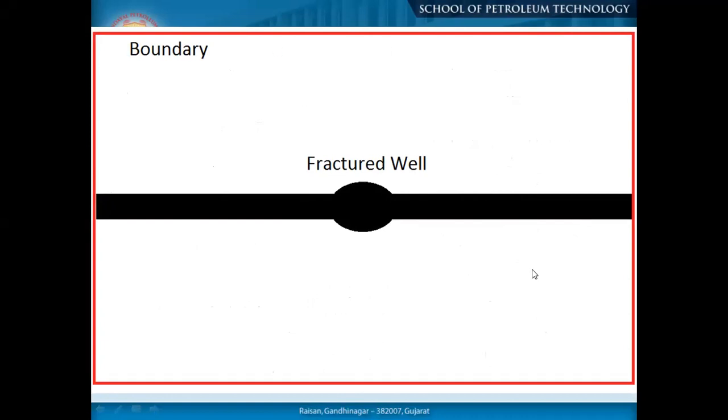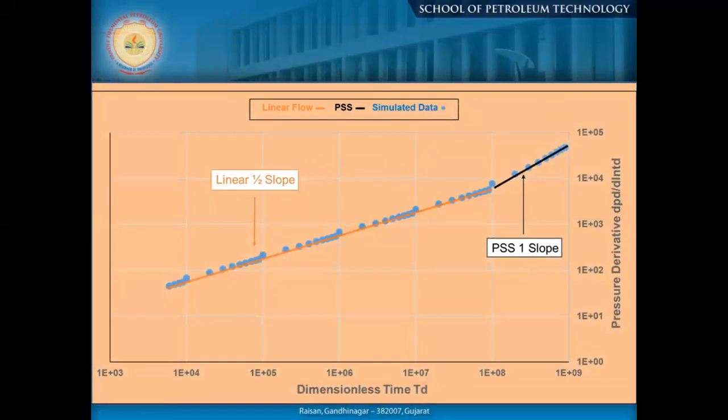Now the same thing. Here you are reaching a boundary immediately. So linear, you see the linear, then your pseudo steady state slope. This is how you have to interpret in the case of your derivative plot.